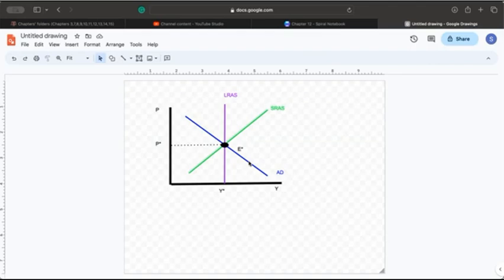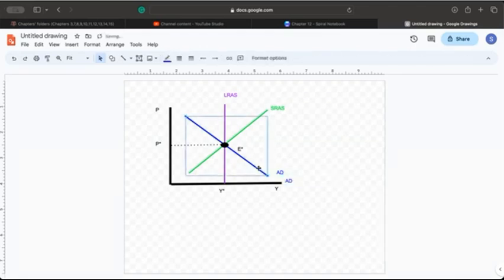So we're going to touch on a positive demand shock. That's when aggregate demand moves in the right direction. For instance, say housing prices went up. That means overall wealth has gone up, and therefore consumption has gone up, which means aggregate demand as a whole will go up as well.